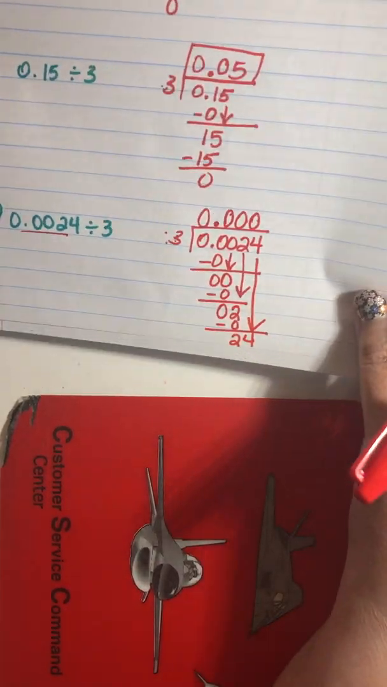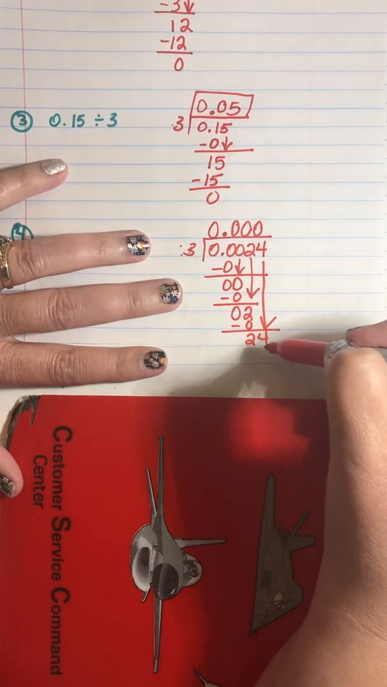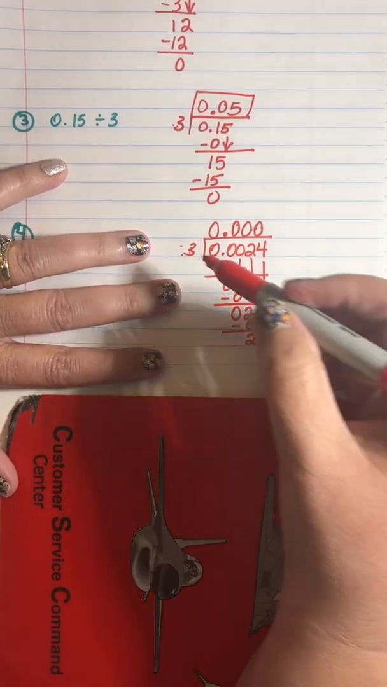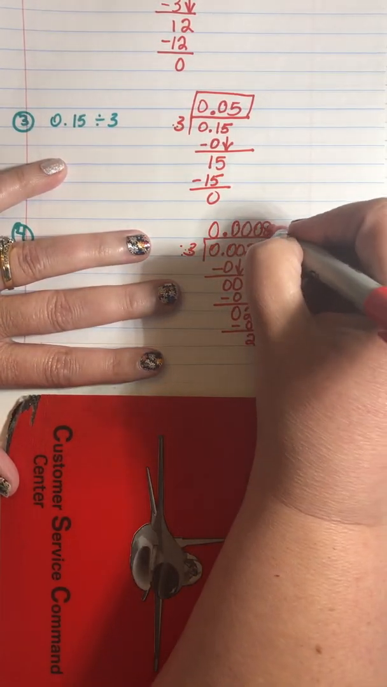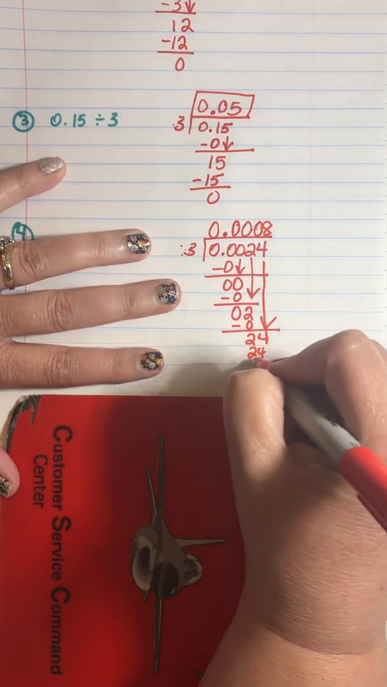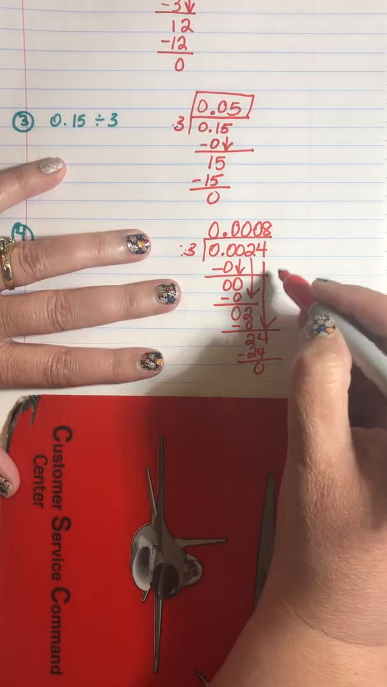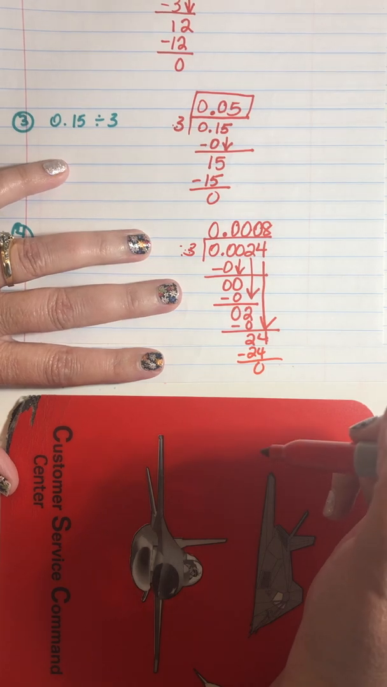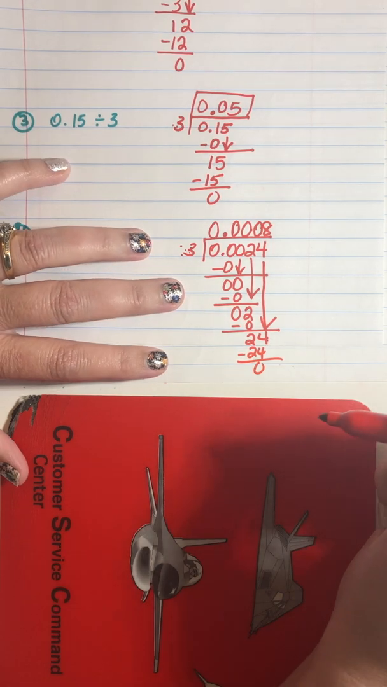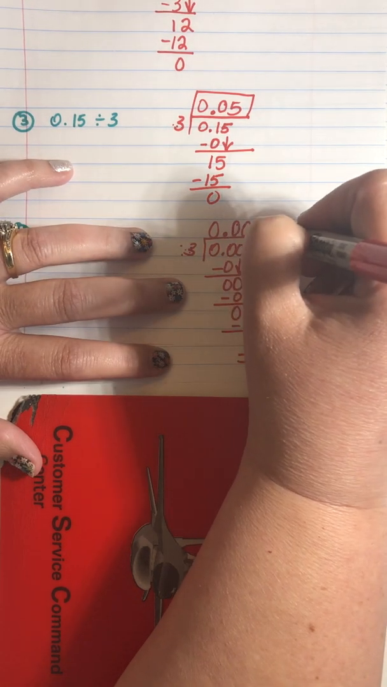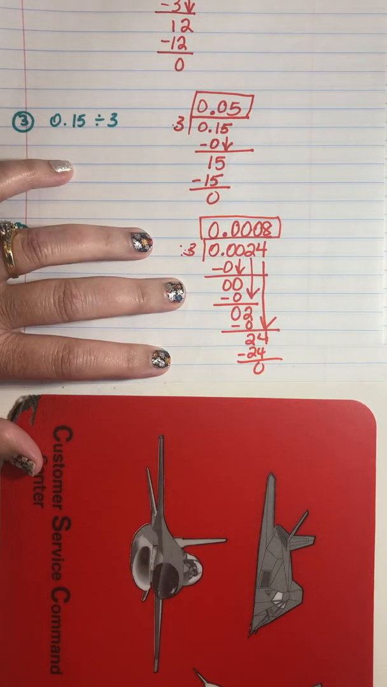And I'm going to run out of space. Let me get some more paper below here. There we go. Now I have a new division problem. 24 divided by 3 is 8. 8 times 3 is 24. Subtract 0, and there is nothing more to bring down. So in this one, my answer is 8 10,000ths.